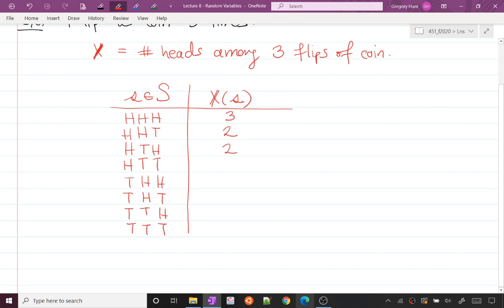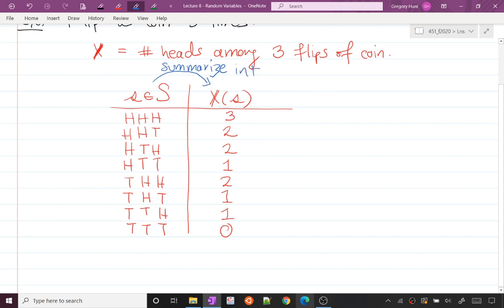Here, X, or X of s, to denote its dependence on the outcome, is just going to be my random variable that counts how many heads I get. So heads, tails, tails, I have 1. Tails, heads, heads, 2. 1, 1, 0. So this is what we're going to call a random variable. And the random variable is literally just summarizing. All it's going to do is take outcomes and summarize them.